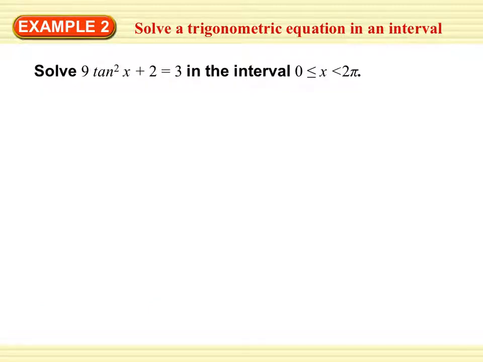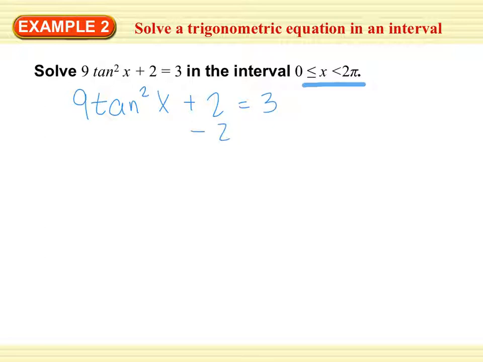Now with example 2, we're on an interval. So with example 1, we had infinitely many solutions. With example 2, we need to keep it between 0 and 2 pi, which is our unit circle. So same deal when we solve. I'm going to isolate the x best I can.